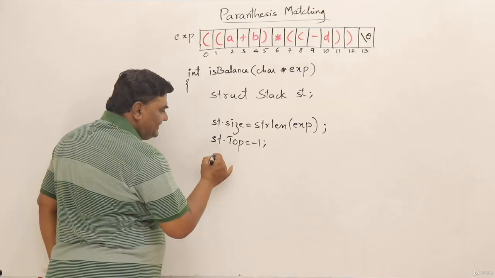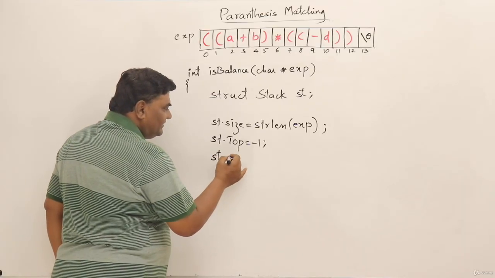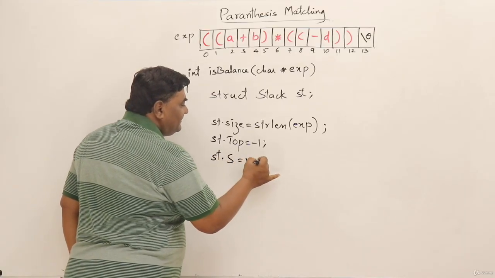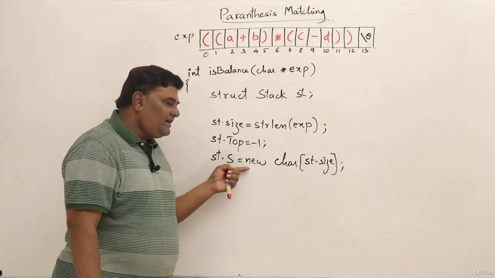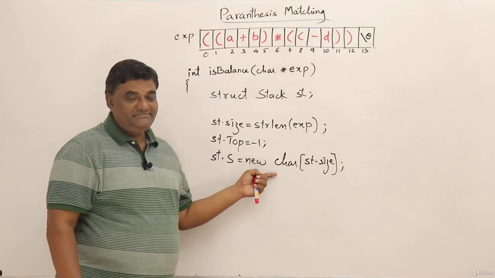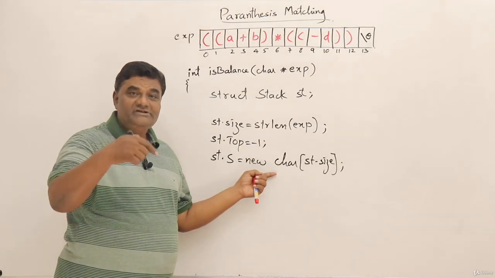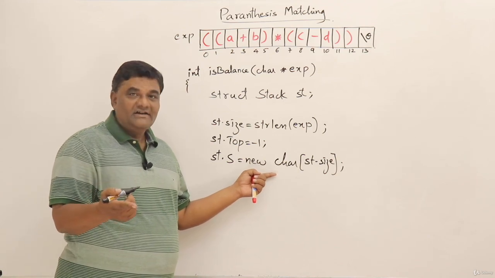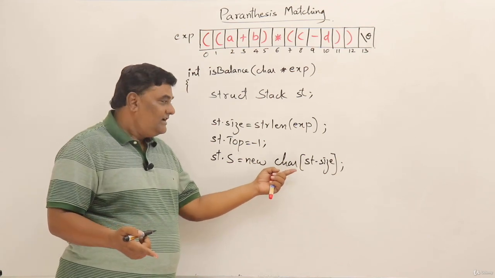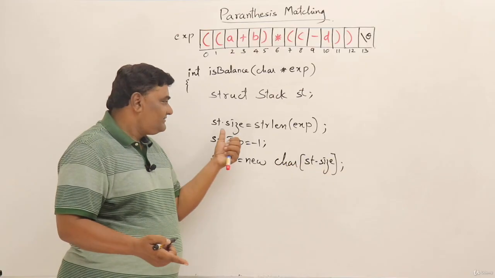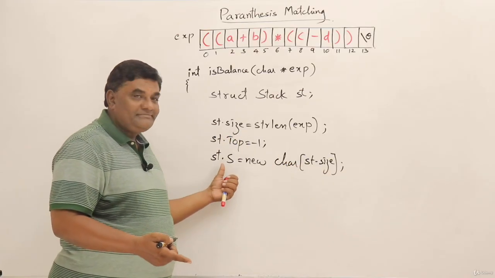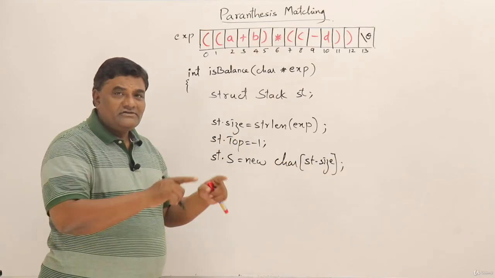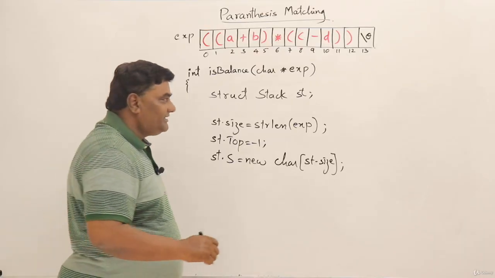Then I have to create an array of the given size. So dynamically I will create an array: st.s assign new. Here I have created an array of type character because, as I said, we have to push characters in the stack. So the stack type I am taking as a character stack. So an array of characters is created of the given size, whatever the size is, then its pointer is pointing to s.